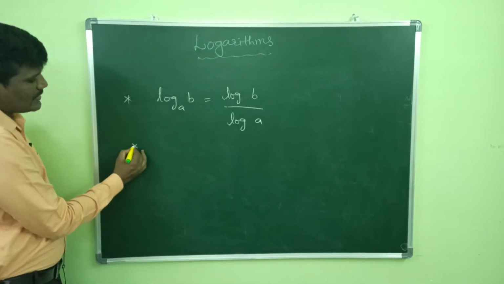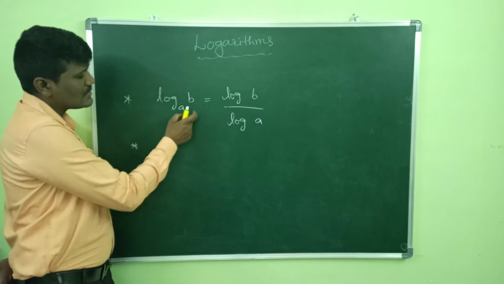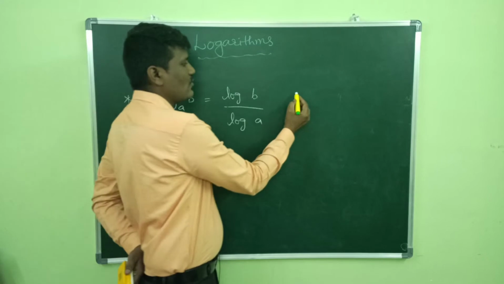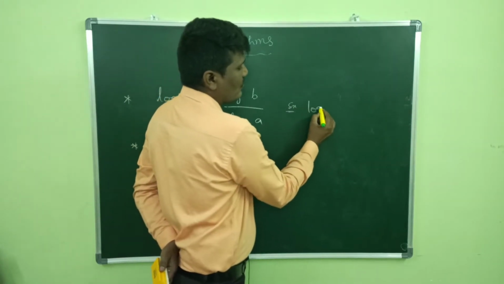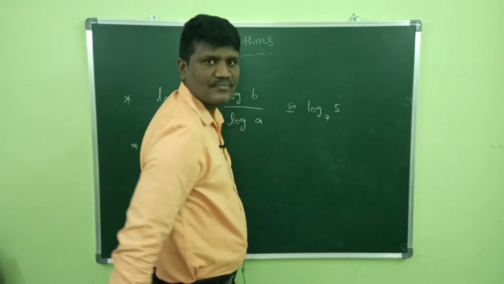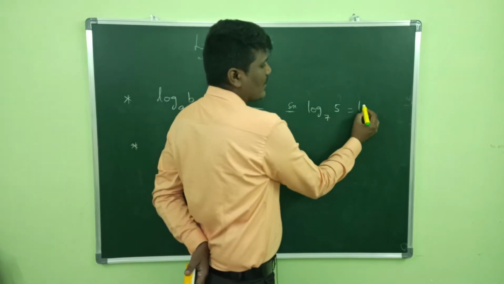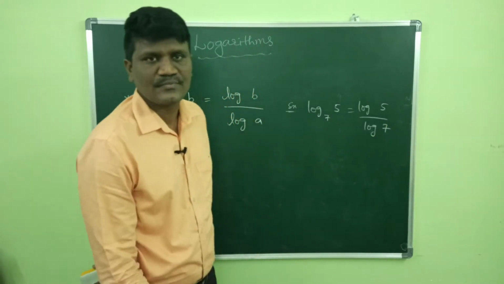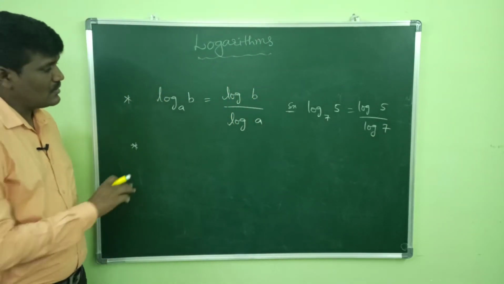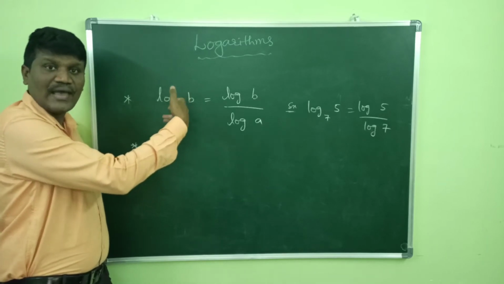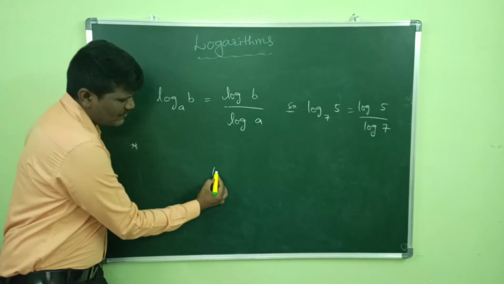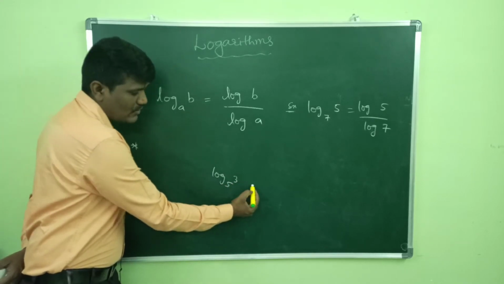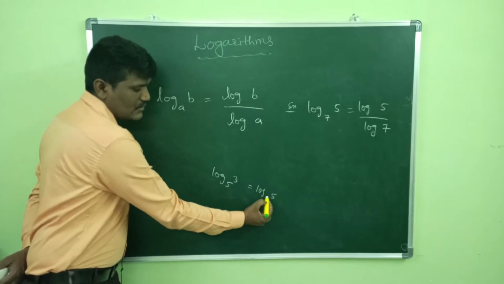So next formula, see, suppose if I interchange the base and the log value, what happens? As an example for this I can take log 5 to the base 7. Log 5 to the base 7 is equal to log 5 by log 7. The next one is, what happens if the base and value changes? Suppose I am having log 3 and 5. I want to change the base and the log value. I want to write like this, log 5 to the base 3.